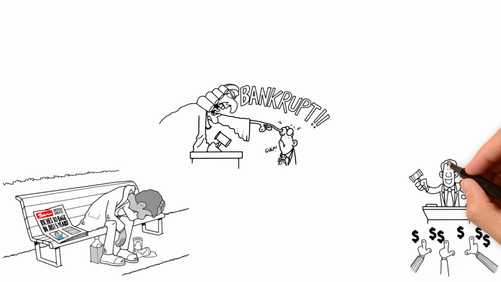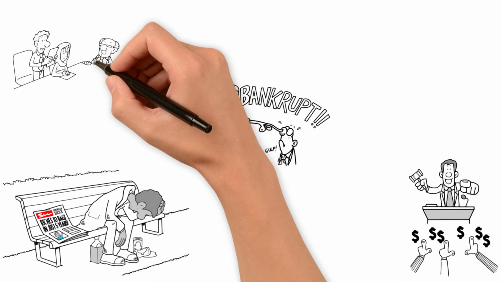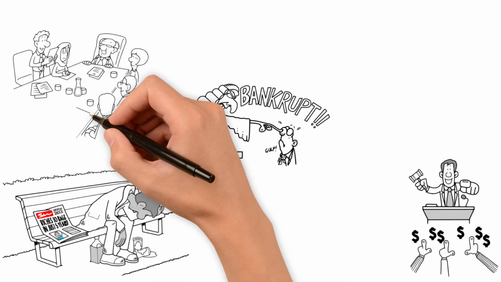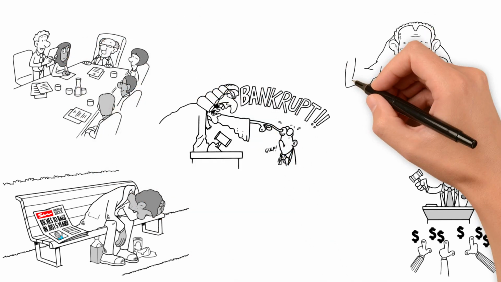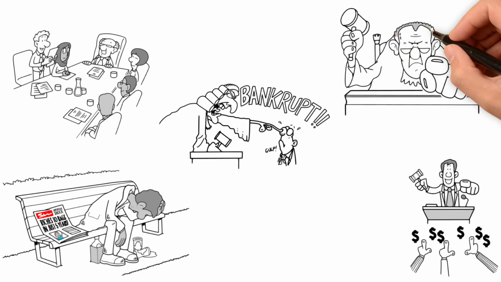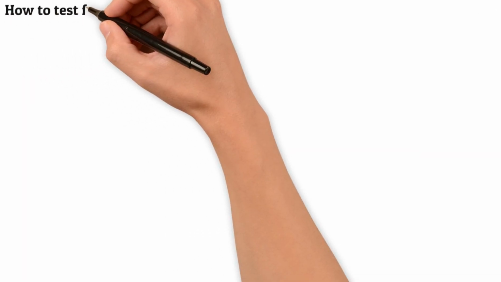Legal recourse. If a company's directors and officers have knowingly made decisions that will lead to the company becoming insolvent, it may be possible for shareholders to sue for damages, including loss of investment. How to test for cash flow insolvency.